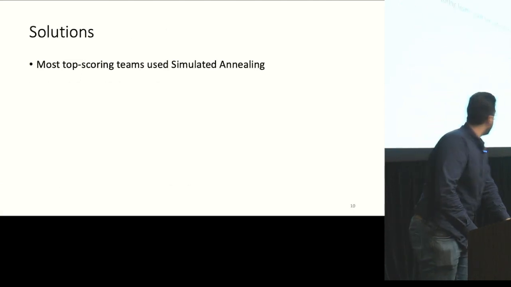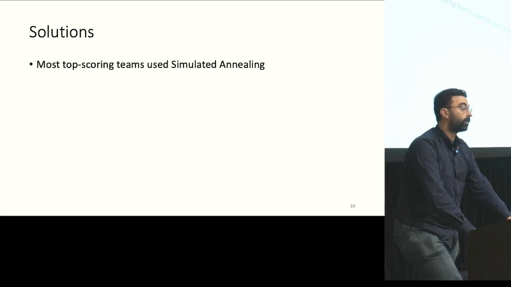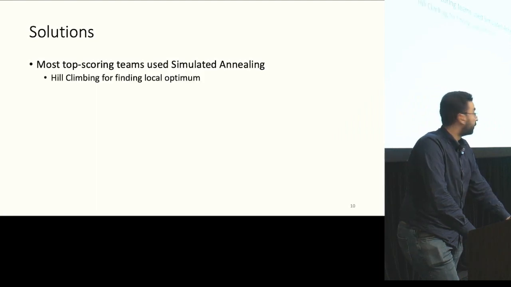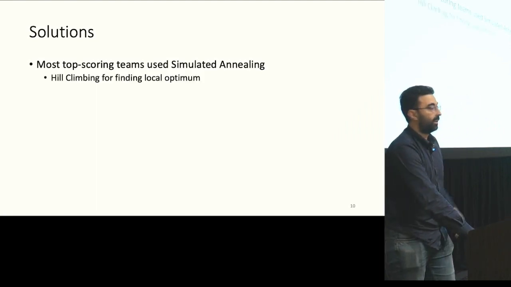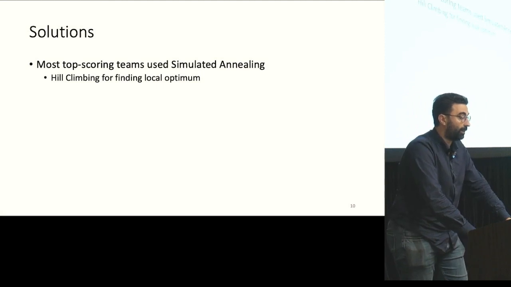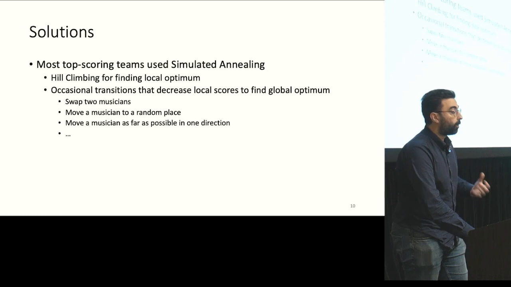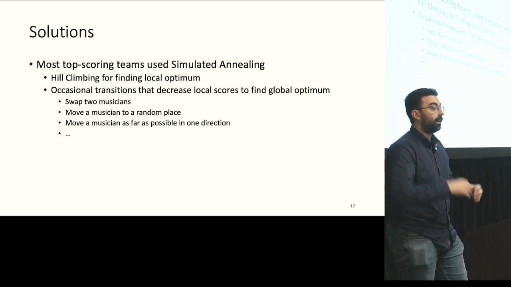Now, what did solutions look like? Well, unfortunately, most of the top-scoring teams adopted pretty much the same solution, which is an optimization algorithm called simulated annealing. And the core idea, at least from what I understand, is that as a basis, you use something called hill climbing for finding a local optimum. And to avoid getting stuck in a local optimum, once in a while, you do large transitions, which are going to put you further away from this local optimum and try to find a global optimum.